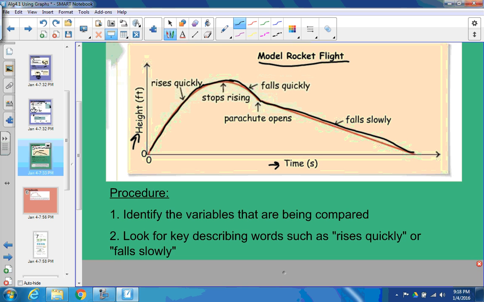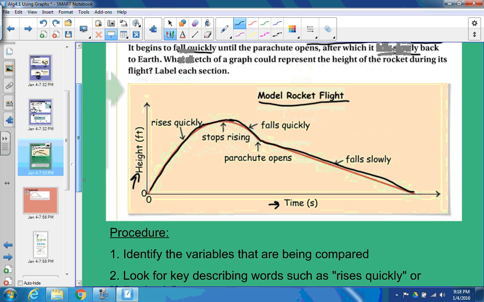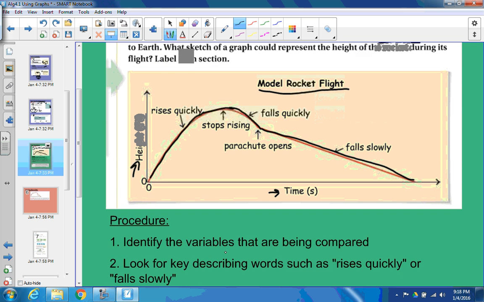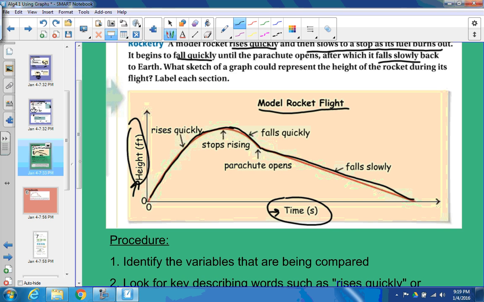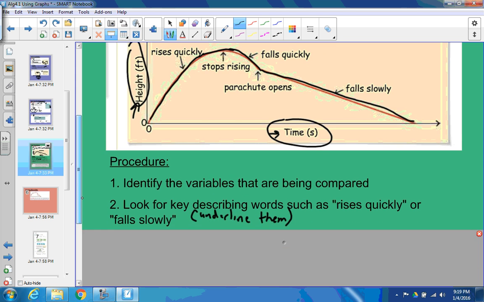So a good way to give you a procedure for this, if you're graphing, this is a procedure for sketching a graph. So first identify the variables that are being compared. And I said that right away. We're going to compare time and height. All right, and then label this. So that's going to be on the labels. Look for key describing words such as rises quickly or falls slowly, and I actually underline them all. That would be a good thing to do. I'll even put that in there. Underline them. Those are going to be all where it changes, where the graph changes.